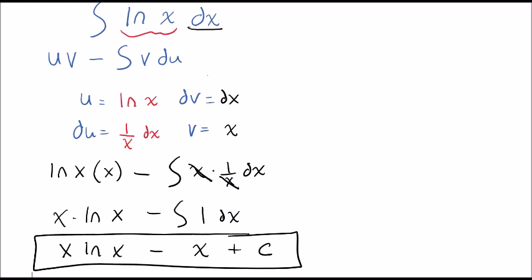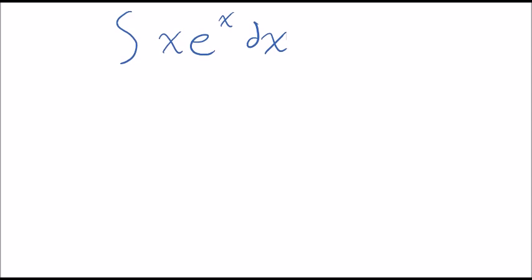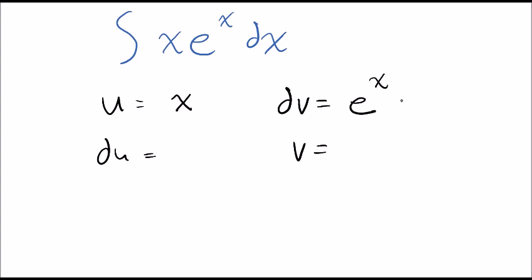Let's take a look at another example here. The second example says the integral of x e to the x dx. Again, we want to start by identifying our u and our dv. In this case, I'm going to let u be x, and I'm going to let dv be e to the x dx.